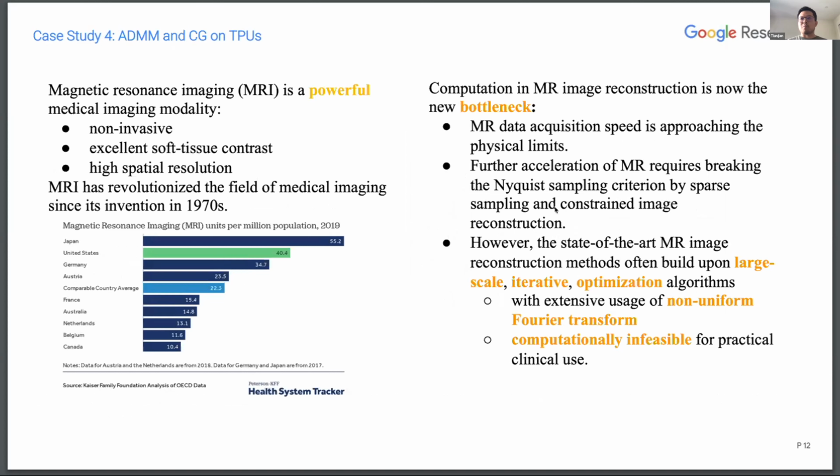Next, we'll combine these operations in a medical imaging reconstruction problem. We have 2 reasons for doing this. One is that MRI, magnetic resonance imaging, is a powerful medical imaging modality, and the second is that computation is the bottleneck. This is because the data acquisition speed is approaching the physical limit. If we want to further accelerate MRI, it requires breaking the Nyquist sampling frequency. The state-of-the-art MR image reconstruction often builds upon large-scale iterative optimization methods. So we want to give TPU a try on this computationally challenging problem.